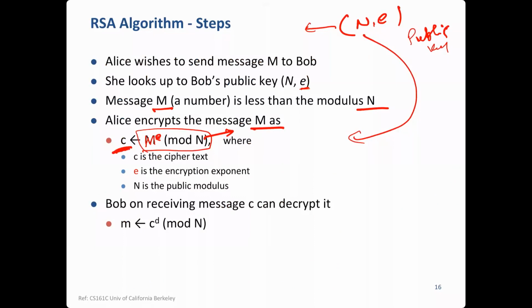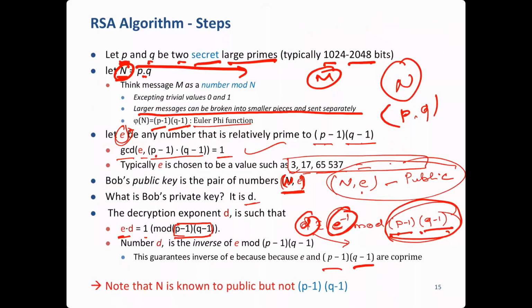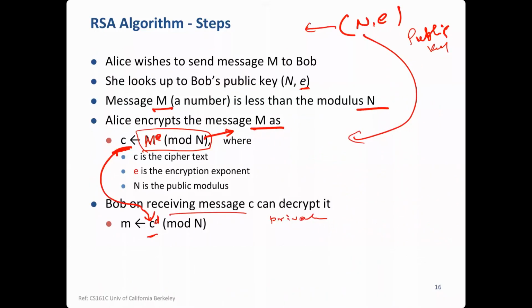When Bob receives it, all he does is take C, the ciphertext he has received, and raise the power by D, and D is the private key, which is the inverse of E, which he has calculated. And then he will get the answer, the original message back. Does it look like magic? Please go through the mathematics, it will become clear.